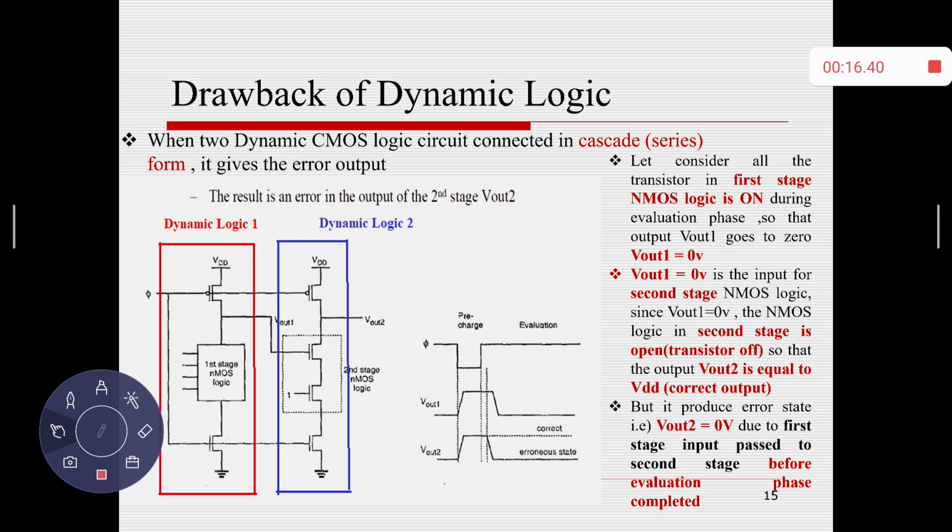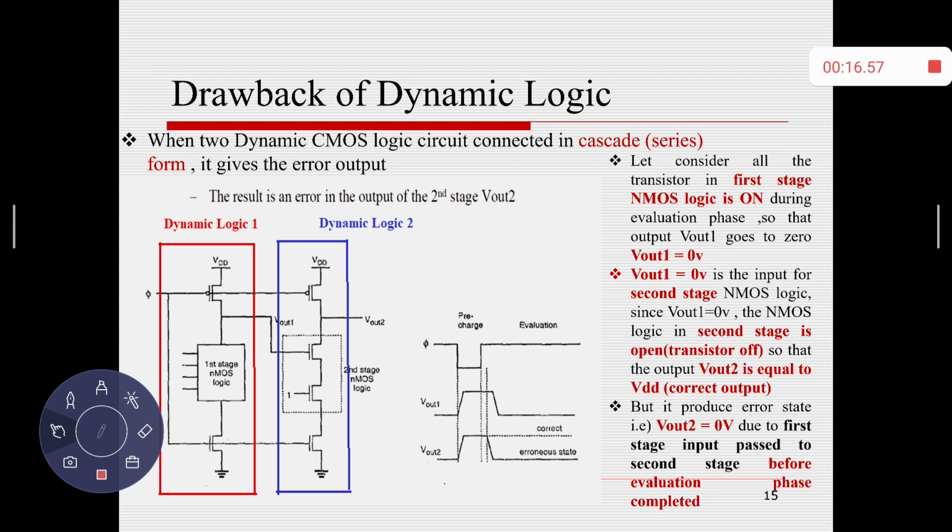Kindly look at the right hand side, the timing waveform. Initially in dynamic CMOS logic, we first consider the pre-charge operation. The pre-charge operation happens during the logic 0 time interval.